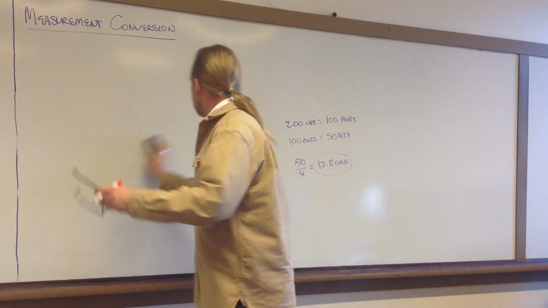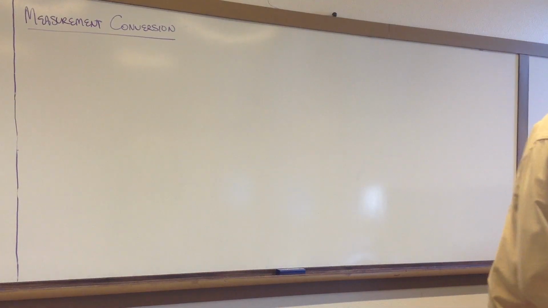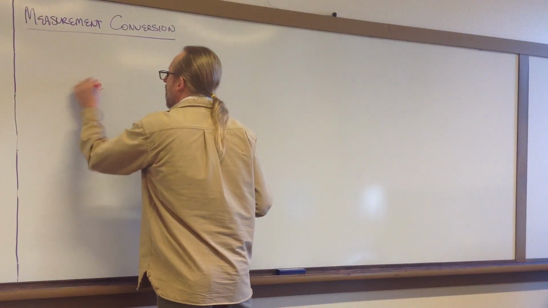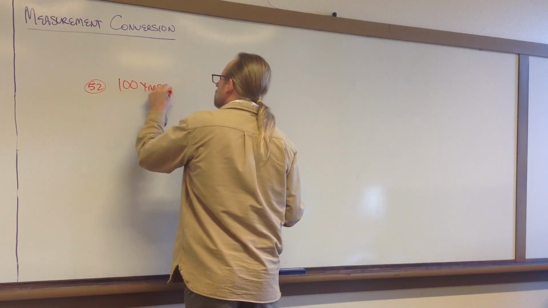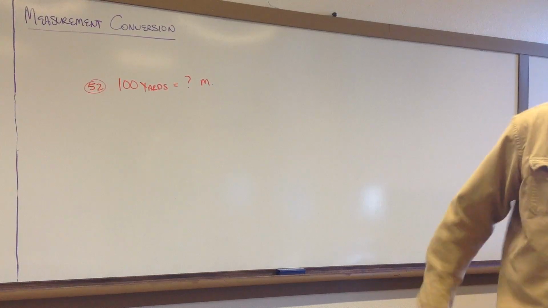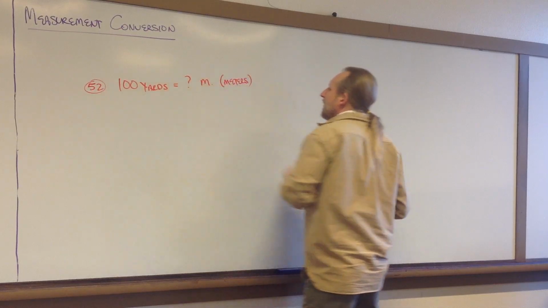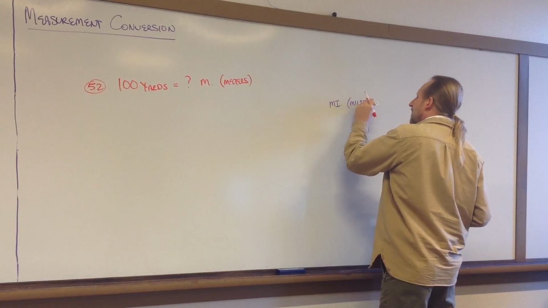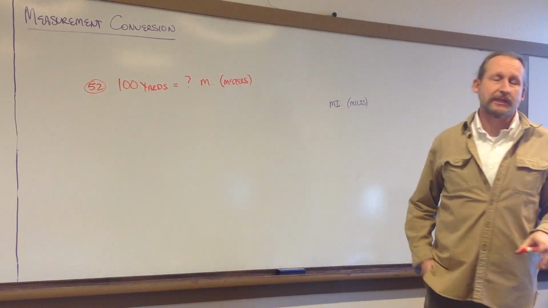All right, now let's go back, start in on these English to metric conversions. All right, problem 52. We want to convert 100 yards into meters. Okay, so the single m represents meters, right? If you see this, that typically means miles, okay? So don't get confused by that. If you see just the single m, that usually represents meters.